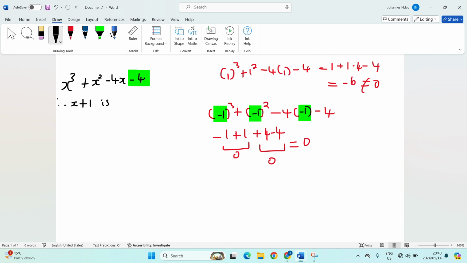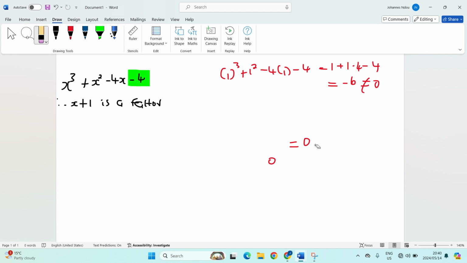I hope it makes sense to everyone. So x plus 1 is a factor of this expression. So this is the first solution of the expression. Okay, so now we're going to solve for the other ones using the very same method which we have used in the previous example. So you can feel free to pause the video and check the answer after to see if you've got it correct.